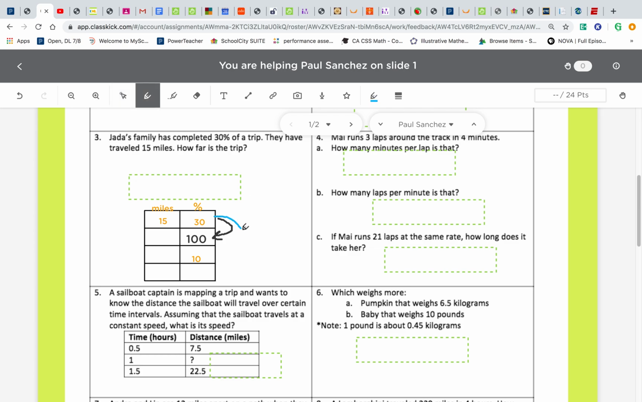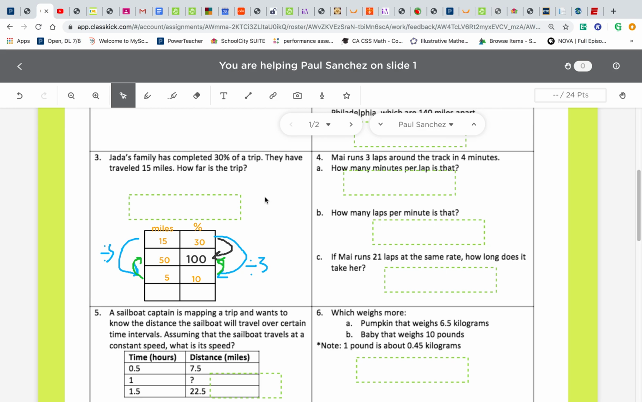So we want to take this, this is going to be divide by 3, and this is going to be the same thing. It's going to be divide by 3. So 15 divided by 3, that is 5. Okay, so we know that 10% of the trip is 5 miles, but we want to get back up to 100%. So how do we make the jump from 10% up to 100%? Well, it's going to be times 10, right? So we're going to do the same thing here. We're going to do times 10 here. So 5 times 10, that is 50. All right? So the trip is 50 miles long.